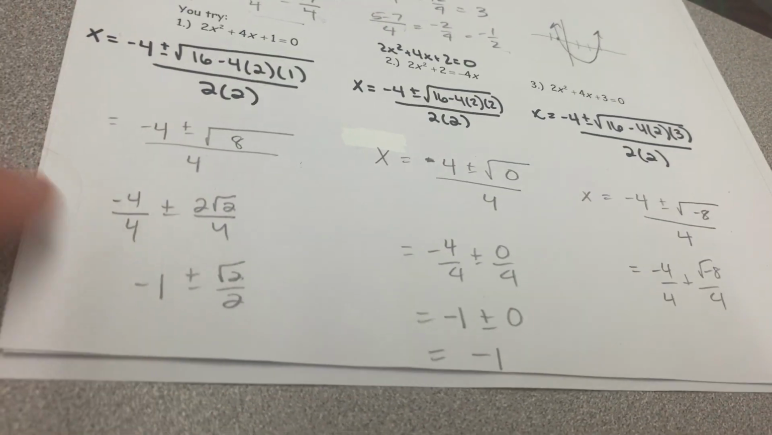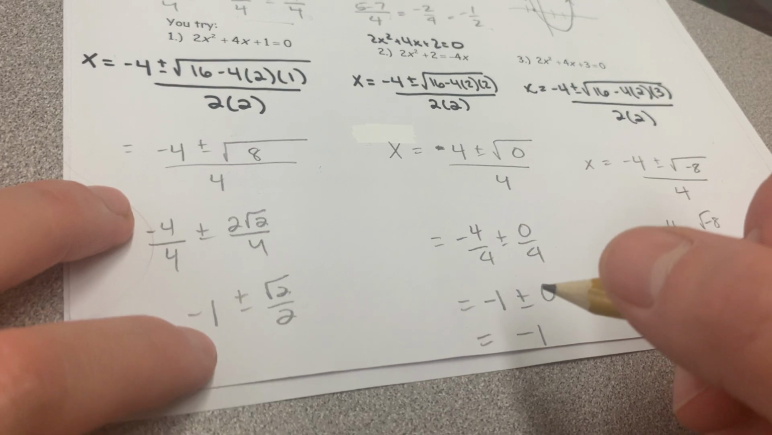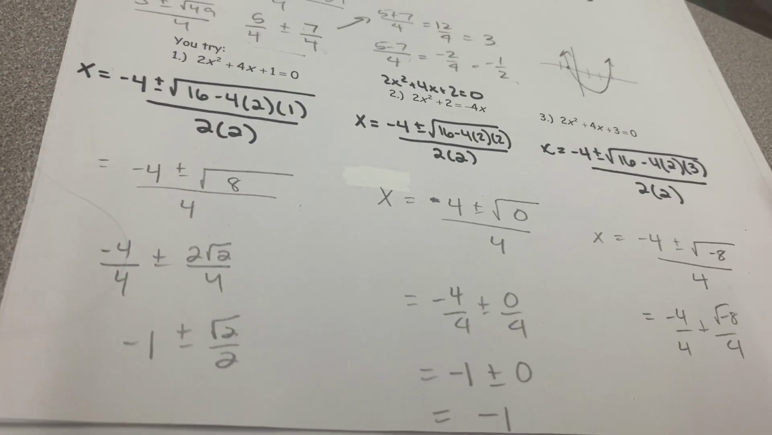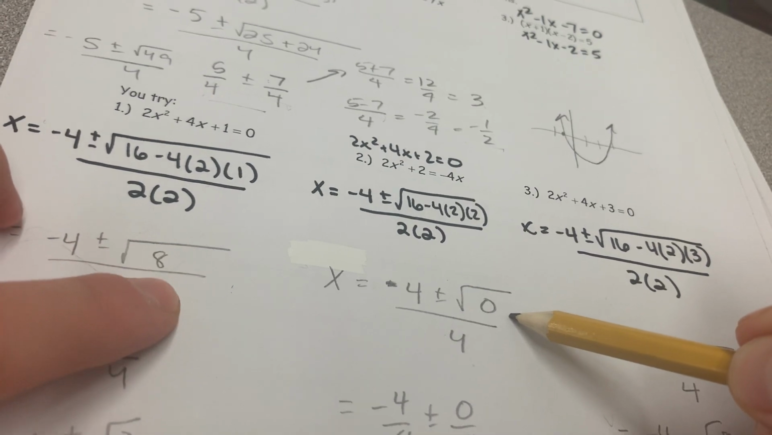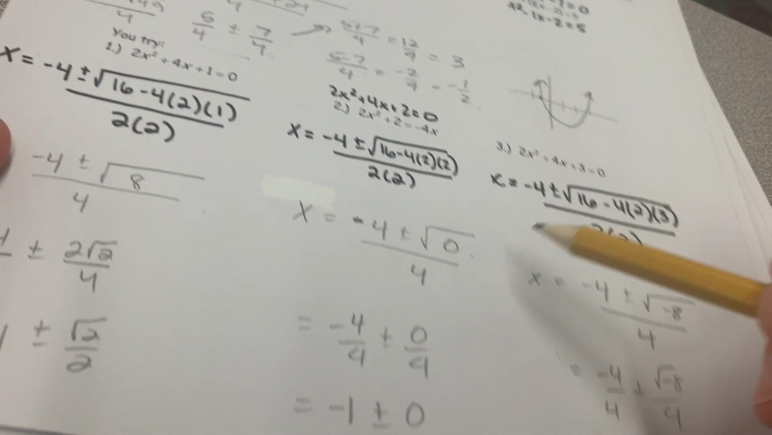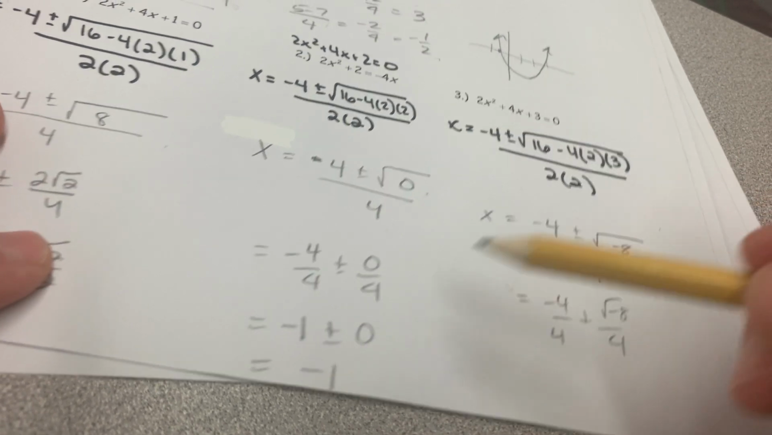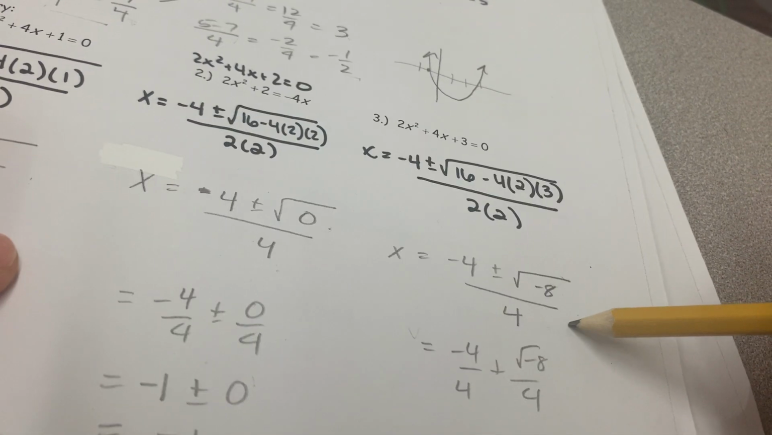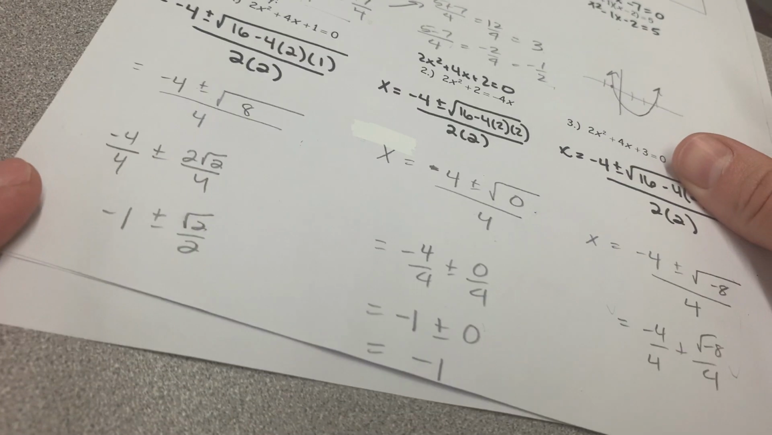Okay, so we have two irrational solutions. They're real numbers, but they're irrational. Here, when I had 0 under the square root, we had -1 plus 0, -1 minus 0, so we just have one solution. And here, when I had -8 under the square root, we have no real solution. So these are three different situations.